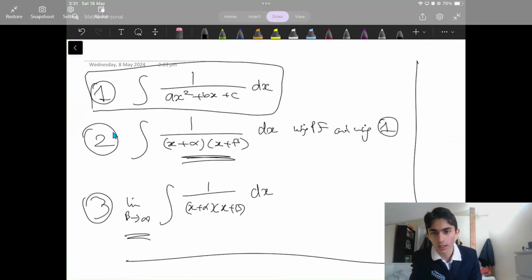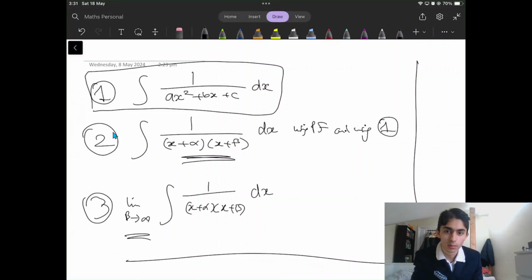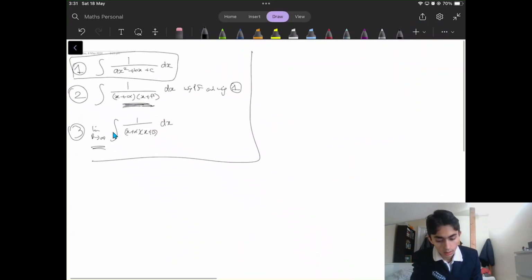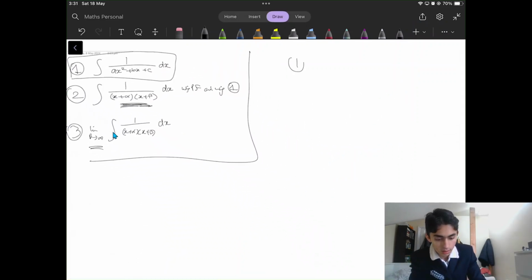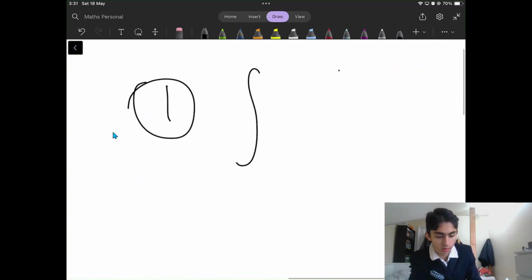For today, we're going to be integrating the reciprocal of a general quadratic, okay? Then we're going to look at a specific case where you can actually factorize the quadratic using partial fractions, and then use that to find an identity, and then finally we'll take the limit of the identity.